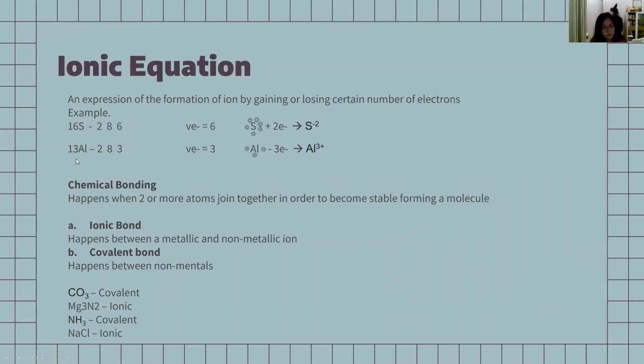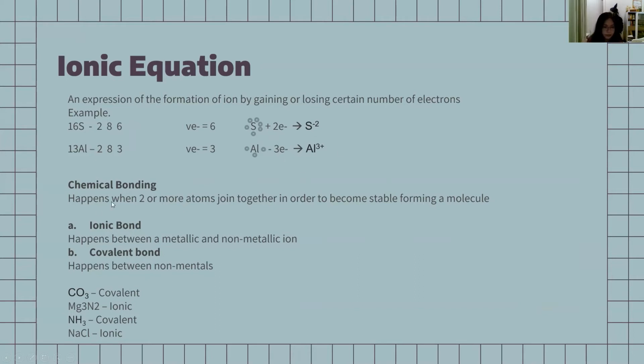For aluminium, the atomic number is 13, and so we write the electron configuration, which is 2, 8, 3. The valence electron is 3, and then we write like this, and it releases the electrons, and if it releases, it becomes a positive charge. So we write 3+ like this because it released 3, and then it's positive, right?